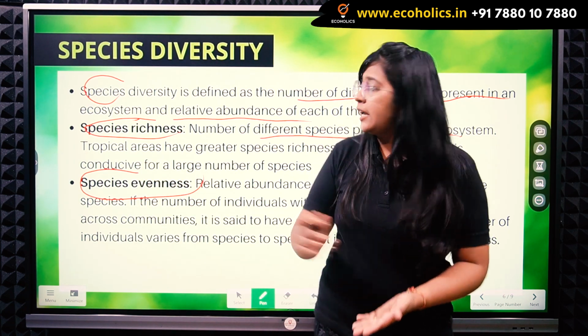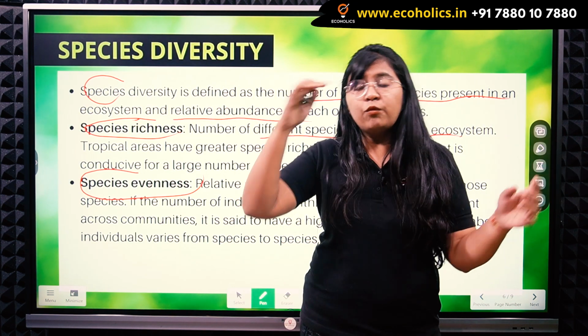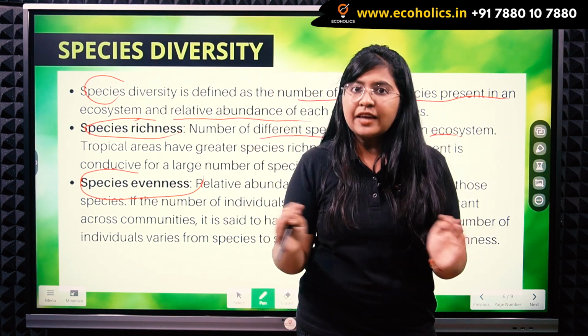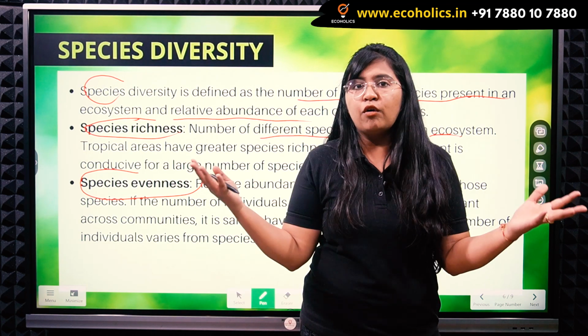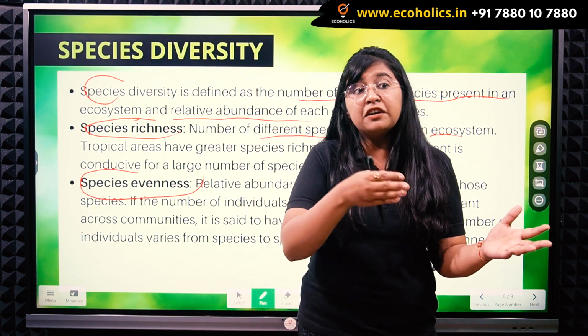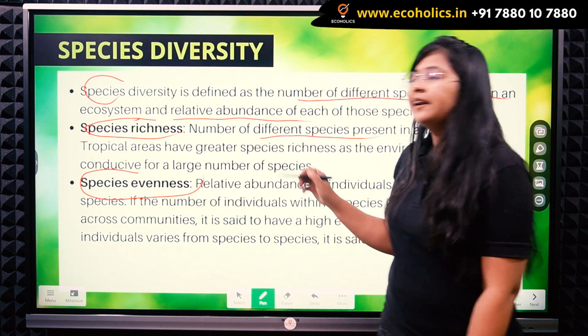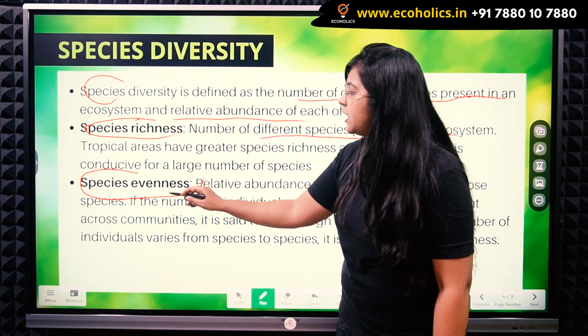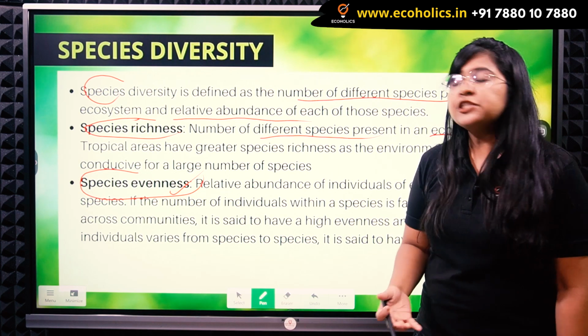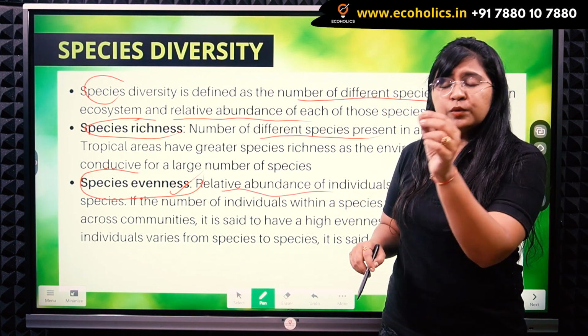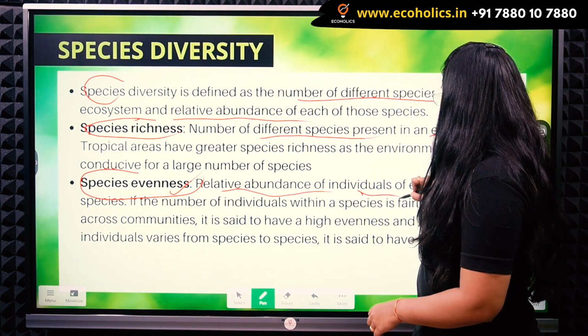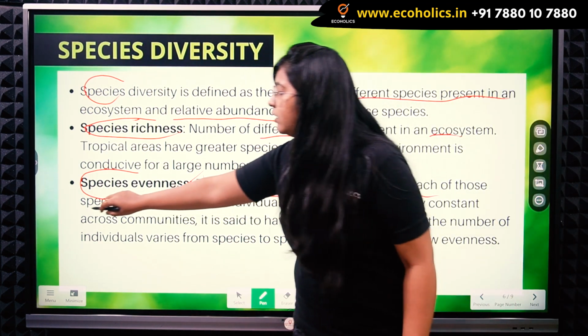So here in the species richness, what we are talking about is a specific area in which we are finding a number of different species. And then the second one is species evenness. Species evenness is the relative abundance of individual species, individuals of each of the species.